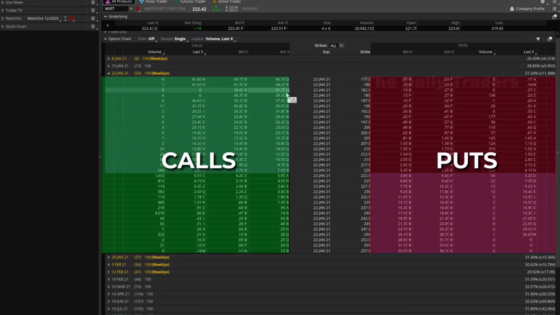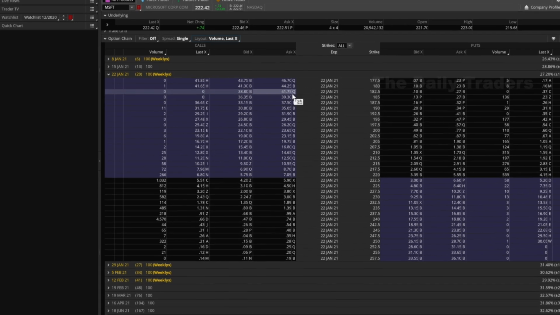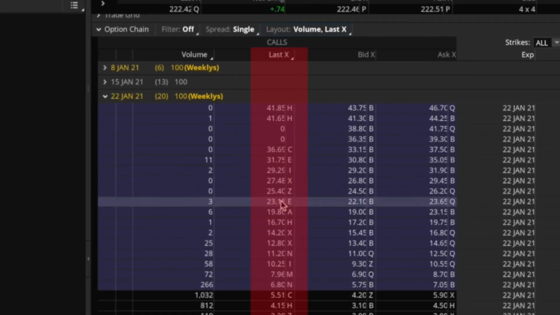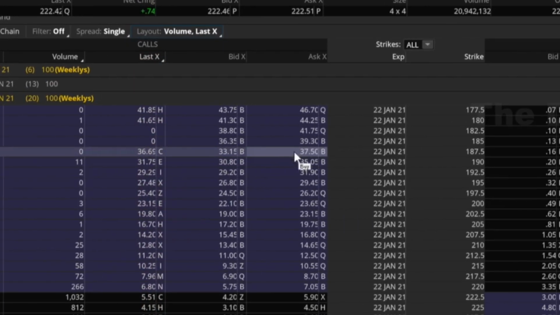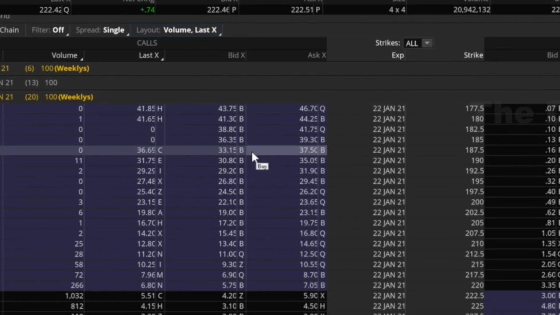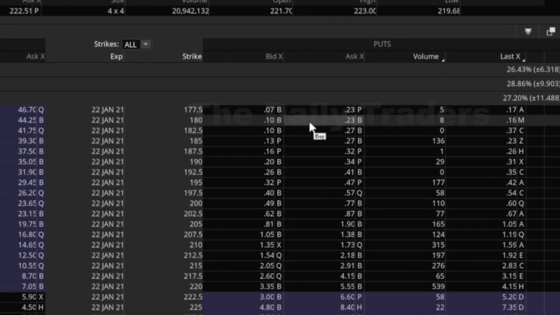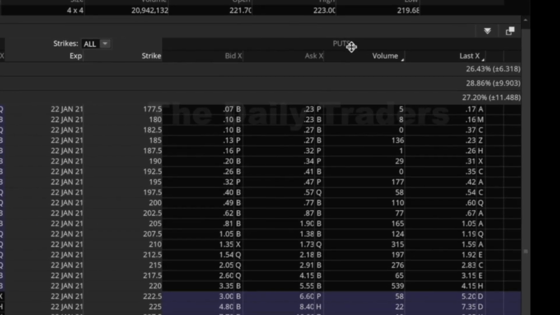So the market's closed, so these numbers aren't going to be changing at all. It makes it kind of easier actually to talk about it if the prices aren't constantly changing. Last is the last price someone paid for the contract. The bid and the ask, these are the price of the options contract. And then we've got on the other side the same thing, but again, this is for puts.